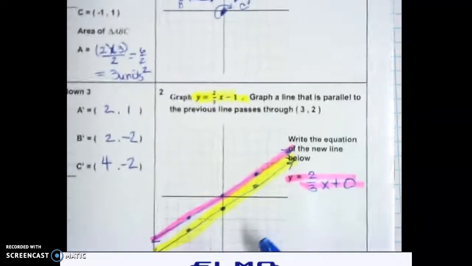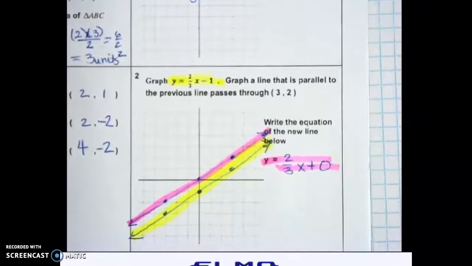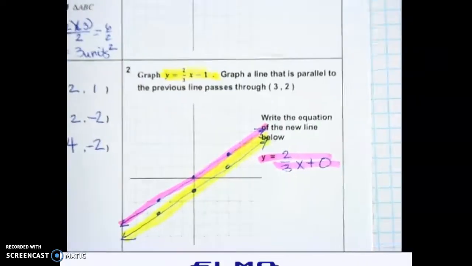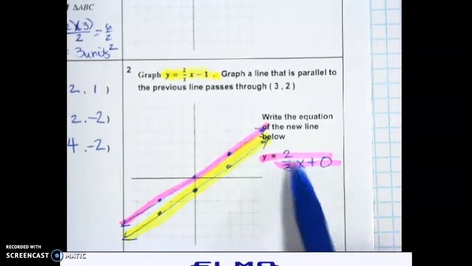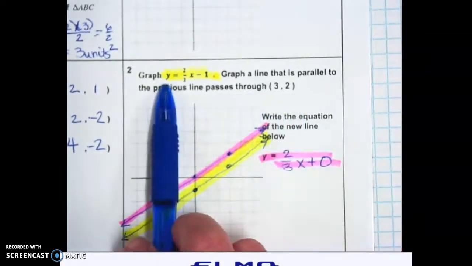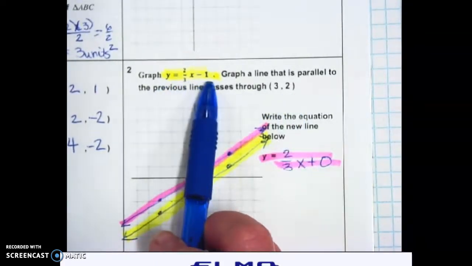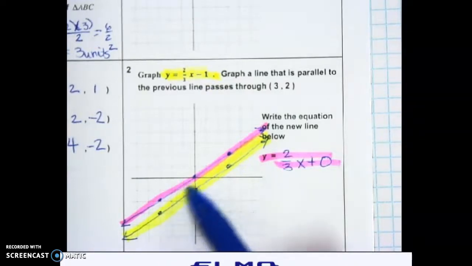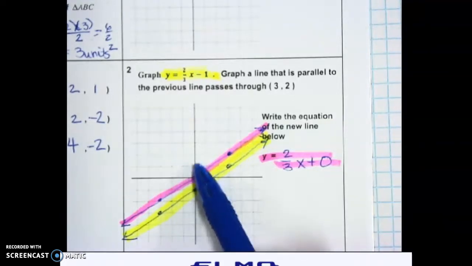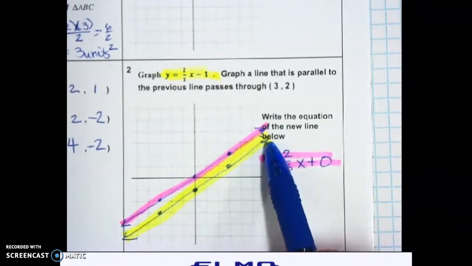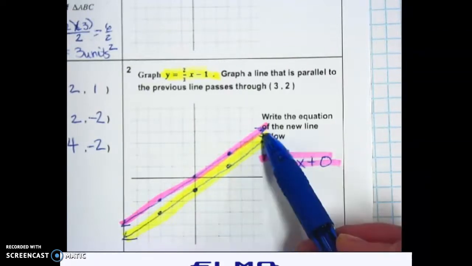All right, jumping over to box 2. So in box 2, it says graph a line that is parallel to the previous line that passes through the points 3, 2. So I graphed the line y equals 2/3 x minus 1. That one I highlighted in yellow. So it crosses the y-axis at -1, has a slope of 2/3, so I went up 2 over 3, up 2 over 3, drew my line.